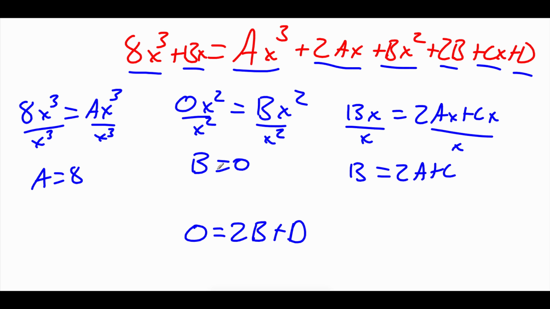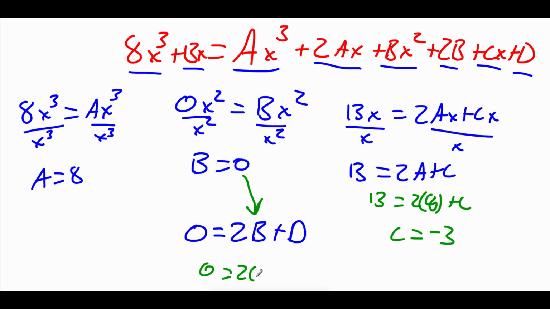We already know our a and b values, so we're going to work on figuring out our c and d values. So if we look at this c equation right here, it's got a in it, and we know that a is 8. So this equation says 13 equals 2 times 8 plus c. Well, 2 times 8 is 16. If we subtract 16 over, we get c equals negative 3. As far as this last equation, we know that our b value is 0, so we can plug that in there. So 0 equals 2 times 0 plus d. So this is saying that our d value is 0.